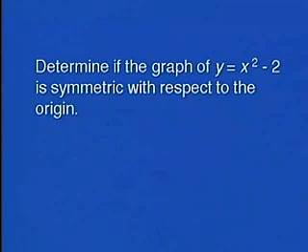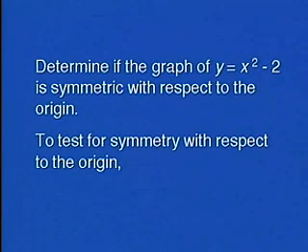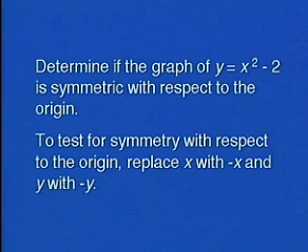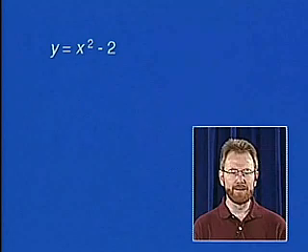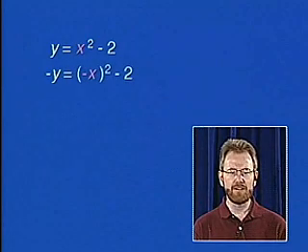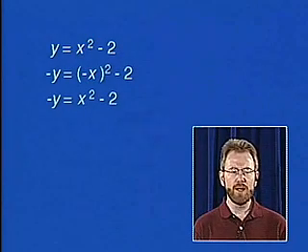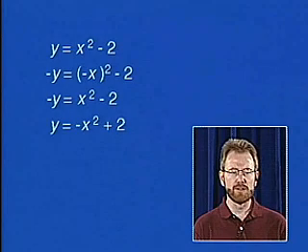Let's say we want to determine if the graph y equals x squared minus 2 is symmetric with respect to the origin. Well, to test for symmetry with respect to the origin, we're going to replace x with negative x and y with negative y. So we need to do both of those to do the test for symmetry about the origin. First, we'll replace y with negative y, and then we'll replace x with negative x. And then we'll simplify the resulting equation and see if it gives us back an equivalent equation.